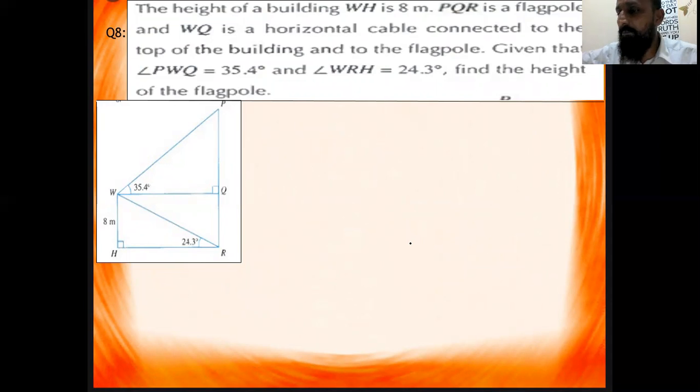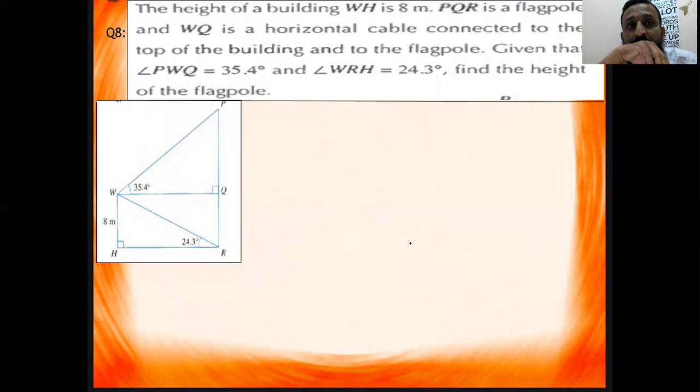The height of a building, WH, is 8 meters. PQR is a flagpole, and WQ is the horizontal cable connected to the top of the building and to the flagpole. Given that angle PWQ is 35.4 degrees and angle WRH is 24.3 degrees, find the height of the flagpole. So boys and girls, the very first thing, they have given you the figure. You don't need to make your own figure. Just label the correct names.